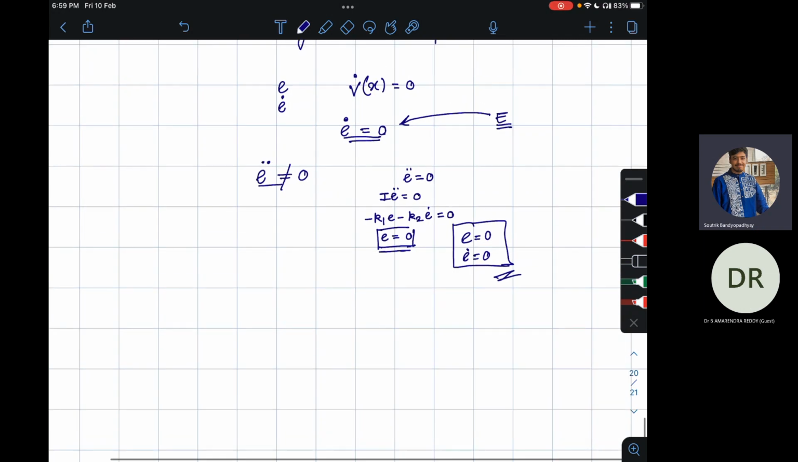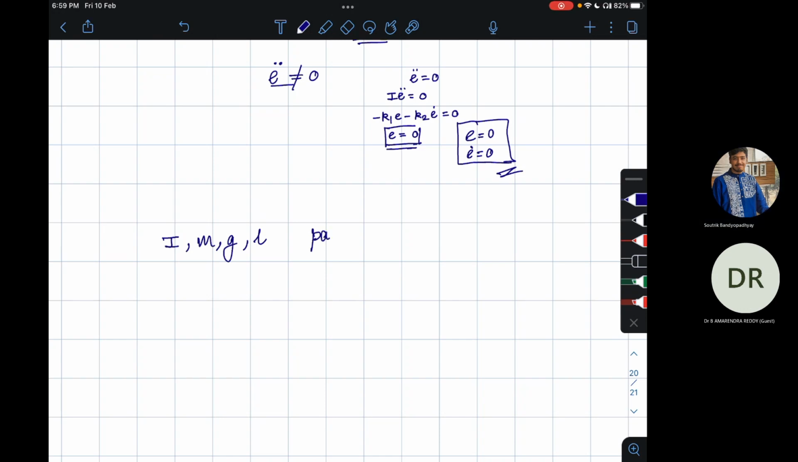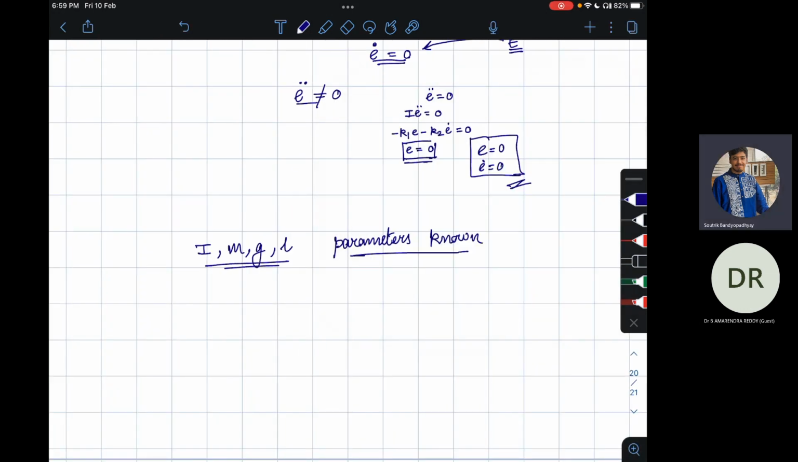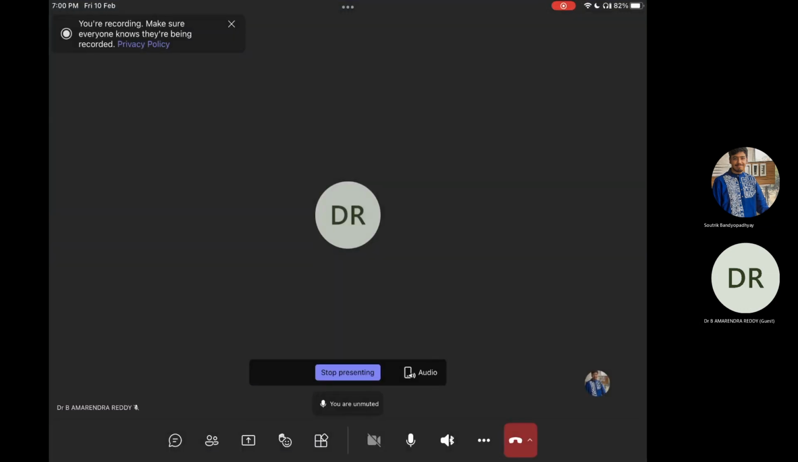So this entire thing was done based on the assumption that all these parameters, I, M, G, L, were known. Now, how do we deal with these approaches when the parameters are unknown, right? That was the question.